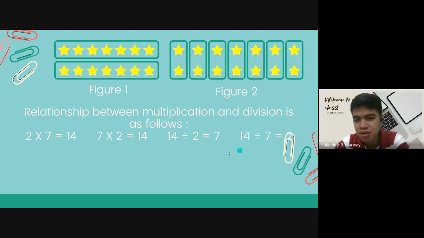If you can observe, we only have 3 numbers that we use again and again. The first number is 2, and then 7, and then 14. We just interchange their position and replace the operation that we use, but we only have 3 numbers here. It is on page 146.